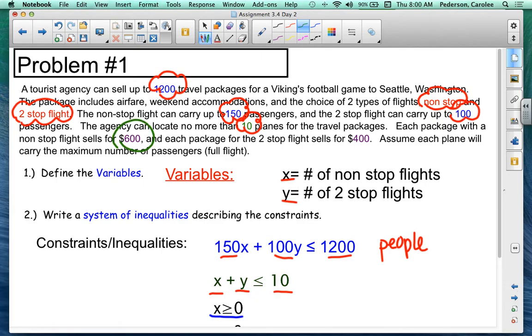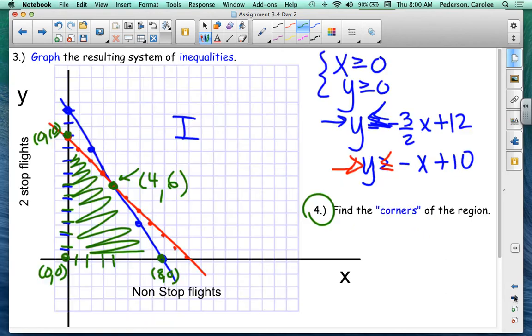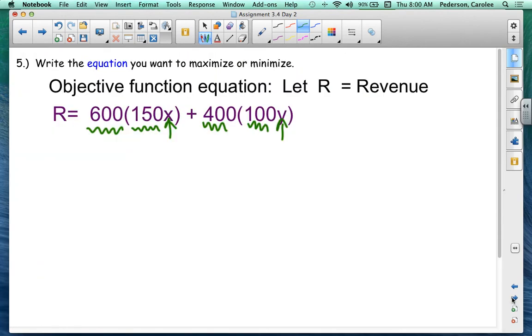If you want to go back to the first slide, that is where I got that from: $600, $400, 150 people, 100 people. And we want to find out the revenue. How much will the agency take in given the different scenarios for planes? So we're going to use this on the next slide.